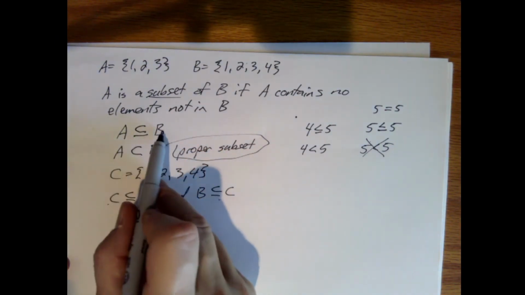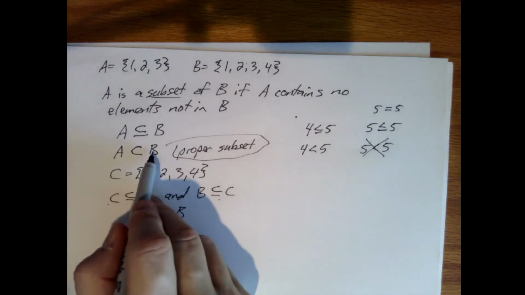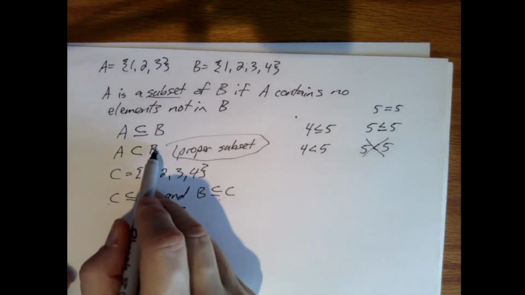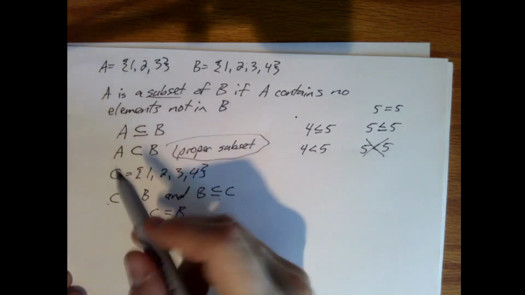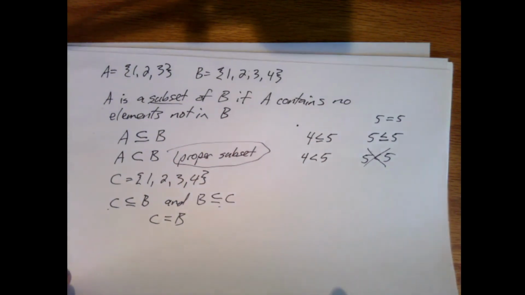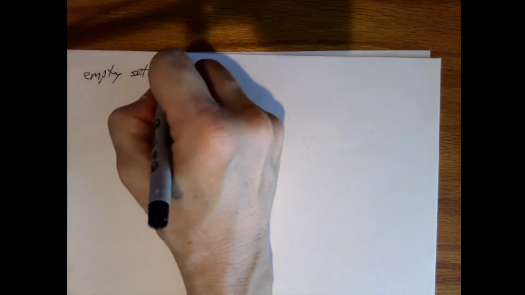A is a subset of B. This also means A is a proper subset of B, which means it has fewer elements than B. Okay? And it's important to be able to construct subsets. Now there's a particular set that's also important, known as the empty set or null set.